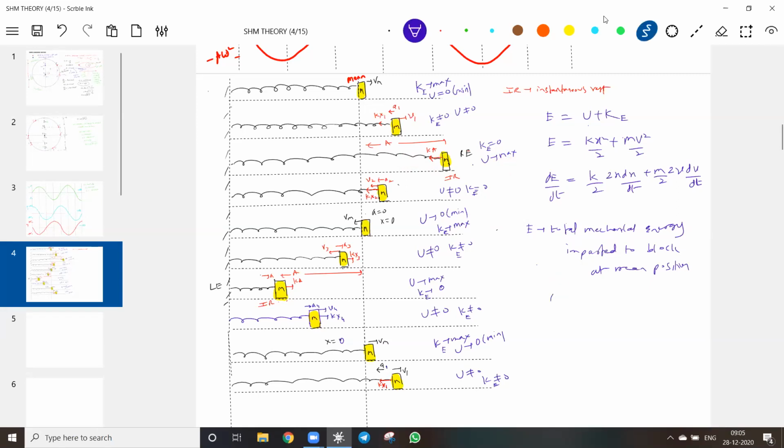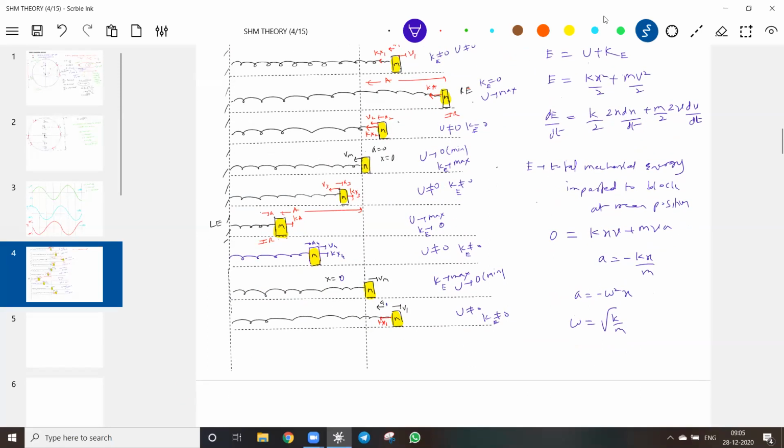So this derivative is zero. So this will become kxv plus mva equals 0. So a equals minus kx by m. Let me compare with this equation, a equals minus omega square x. From where did I bring it? Acceleration proportional to the negative of displacement. So therefore, what is this omega? Root of k by m. What is this omega? Omega is the angular frequency.